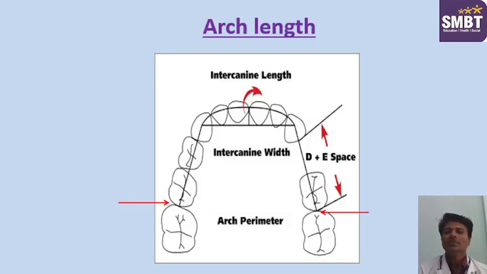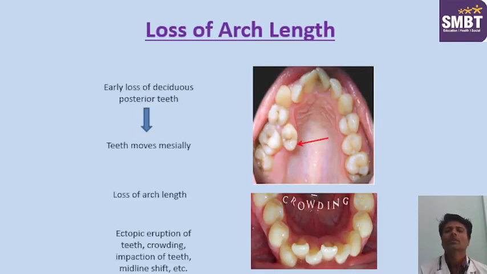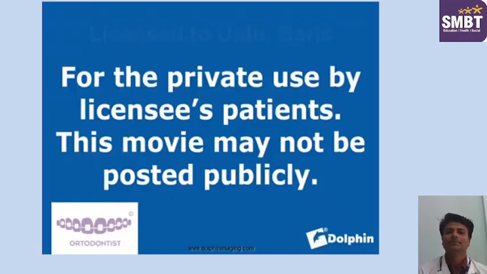So what is arch length? Arch length is the distance measured from the mesial aspect of one permanent first molar to the opposite permanent first molar. What is the importance of arch length? Arch length is lost when there is early loss of the deciduous posterior teeth. Because of that, the teeth move mesially and there is a loss of arch length, which leads to orthodontic problems like ectopic eruption of teeth, crowding, impaction of teeth, and midline shift.